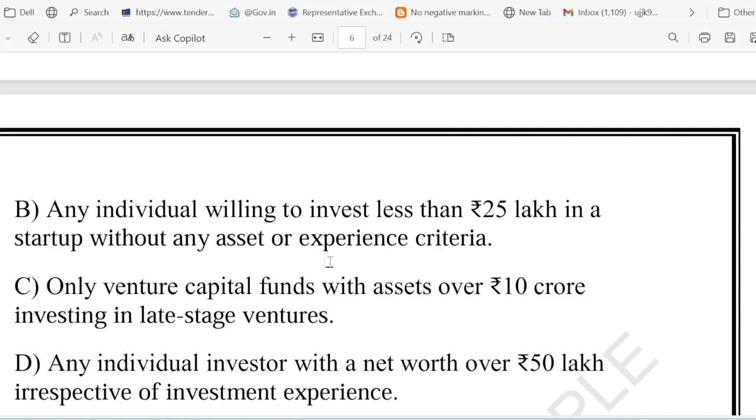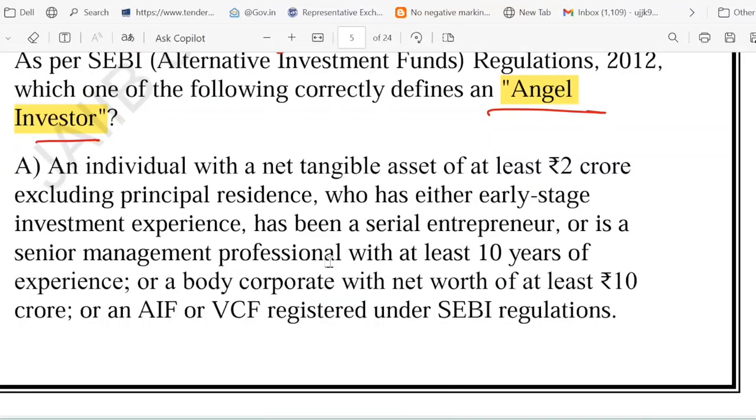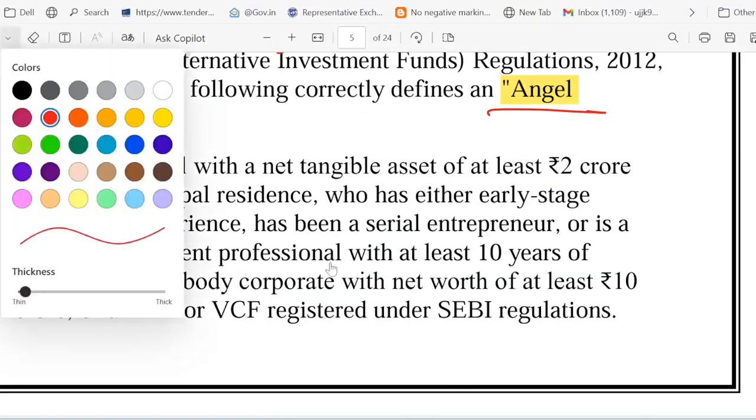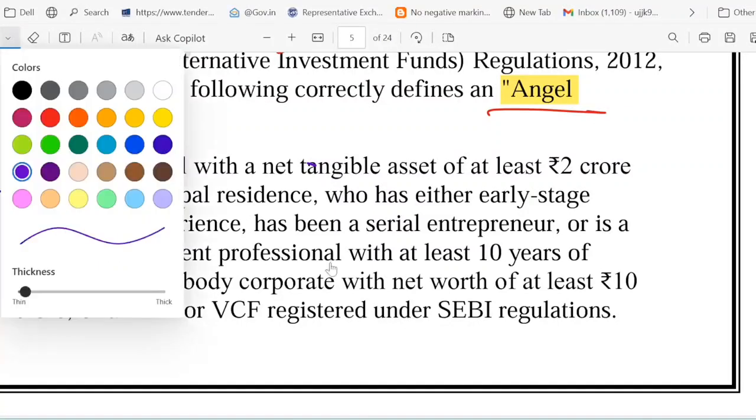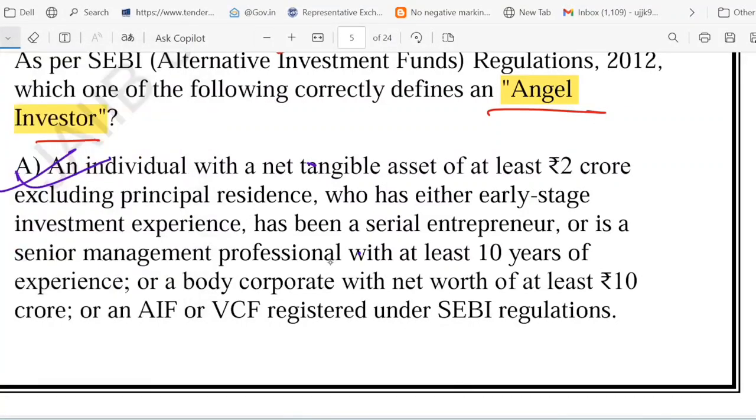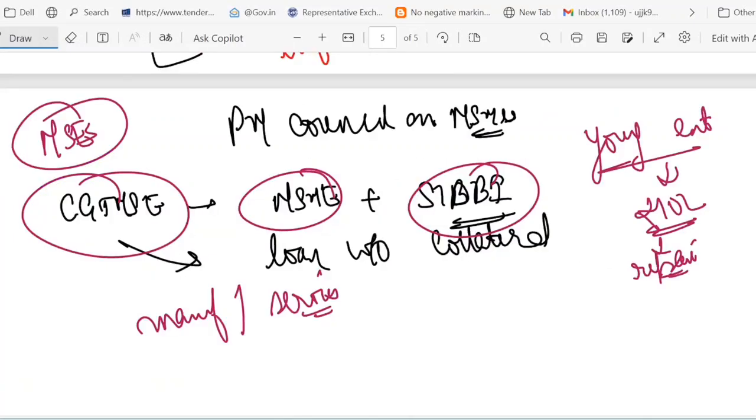So if you look at option A, the question is asking about angel investor. Yes, option A is the correct one. This one is the correct one, right? So remember some criteria. Let me explain. So this is the correct definition. First of all, if you talk about the angel investor, you must know that he is an individual, right? He is an individual.